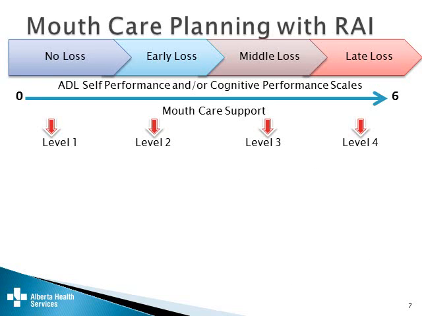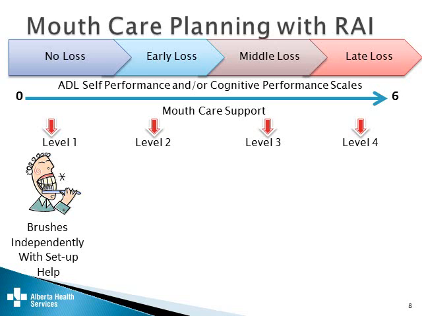The mouth care planning with the RAI tool is based on the disablement progression model. Most residents in long-term care are in various stages of physical loss, cognitive loss, or both. The RN or LPN uses the resident's ability to perform activities of daily living and their cognitive performance status to determine the type of oral health care support the resident needs.